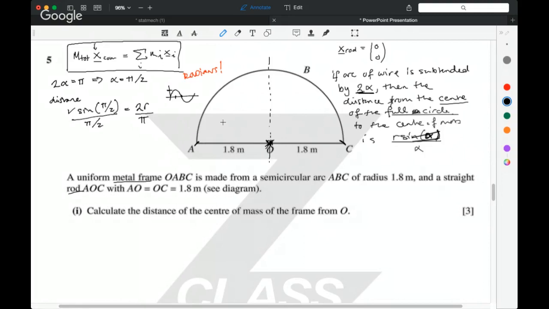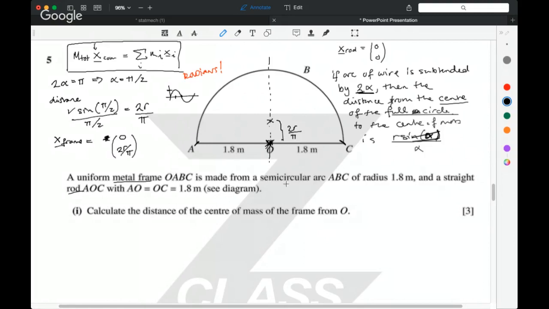But by symmetry, we know the center of mass of the arc can't be off to the left or off to the right, because this whole thing is symmetrical. So it basically just has to be 2r over pi up there. So the center of mass of the frame is 0 in the x direction and 2r over pi in the y direction.